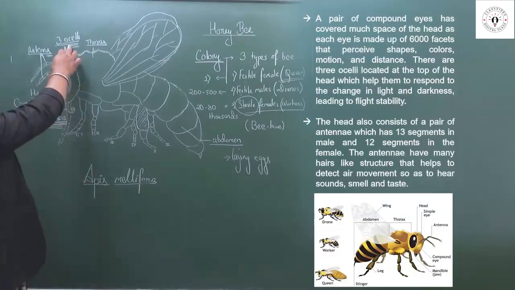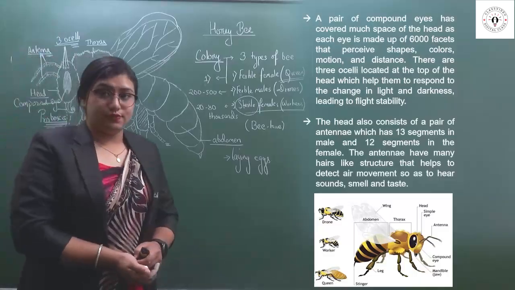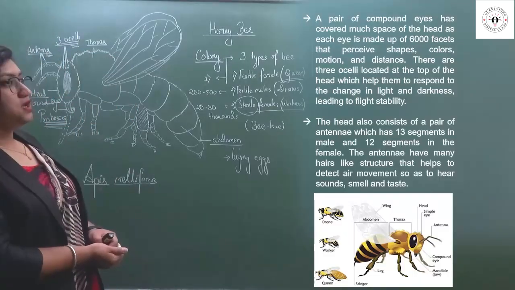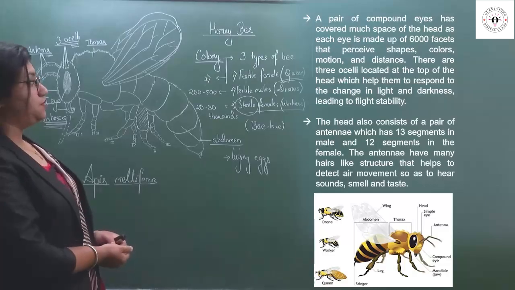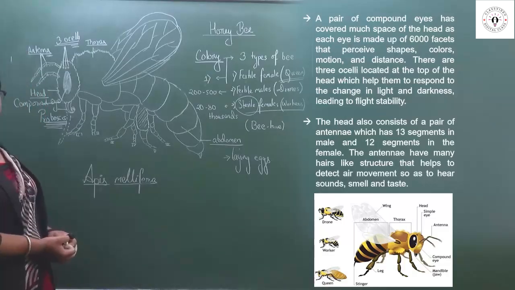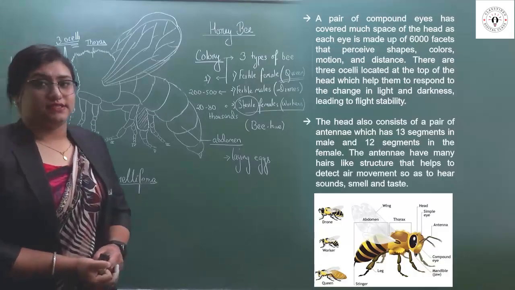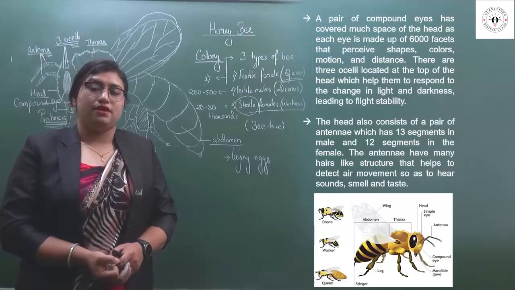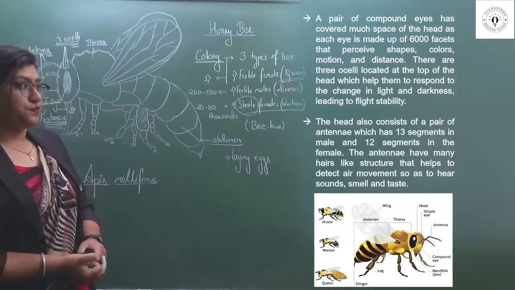Next, the 3 ocelli help the honeybee respond to darkness or light. So if there is any change in light intensity, the ocelli respond to it. The ocelli also help in flight stability. That means they help the body control and keep balance whenever the bee is flying.